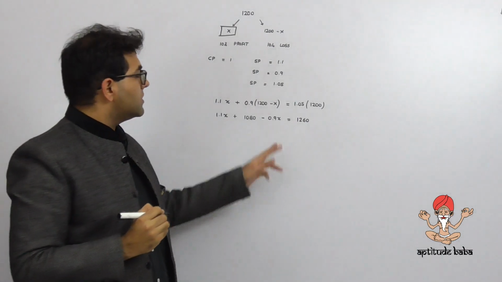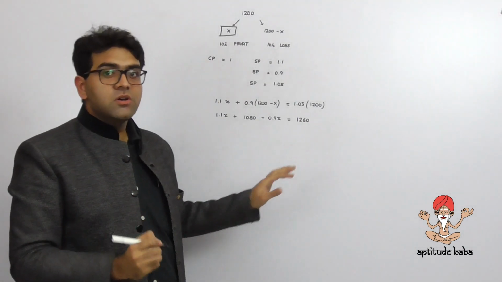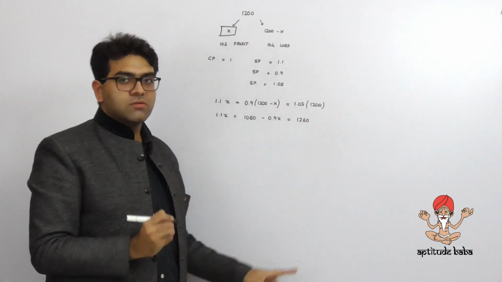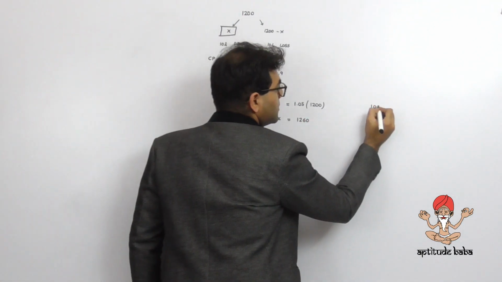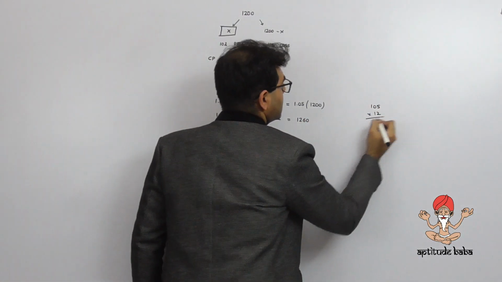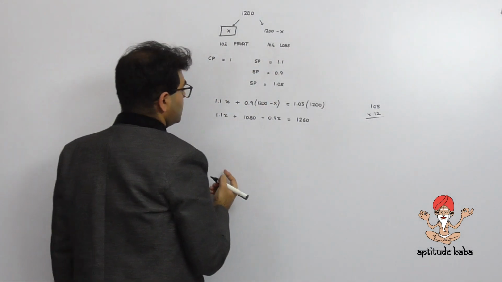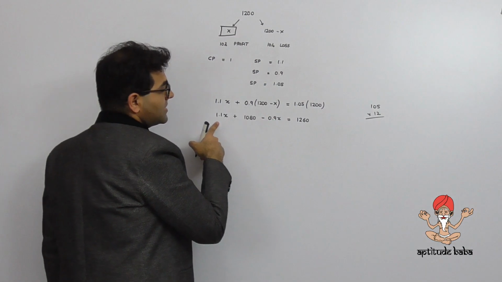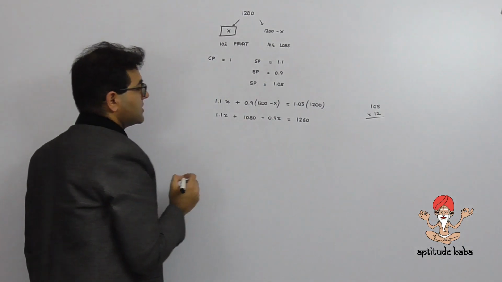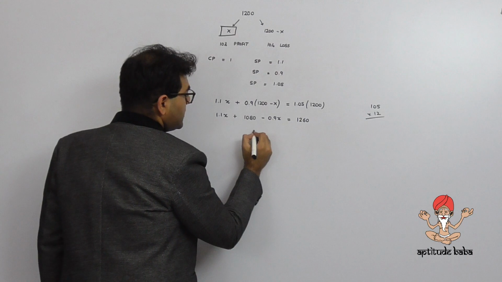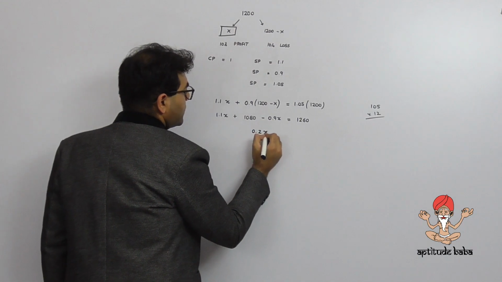Even if you are not following the way I am doing the calculation here, for a while you can just solve the calculation by doing this thing in your rough space. You'll get the answer as 1260. Let's solve the equation further. 1.1x minus 0.9 of x. What do I get here? I get 0.2 of x.